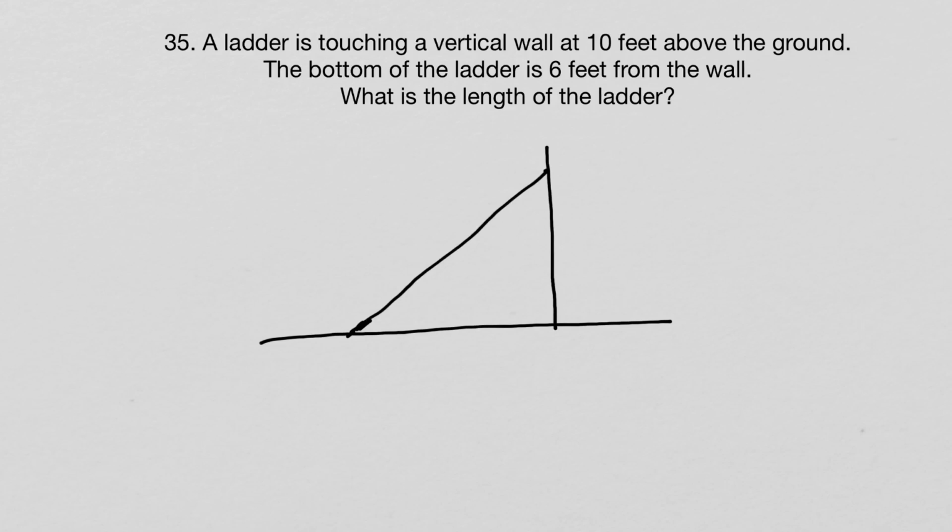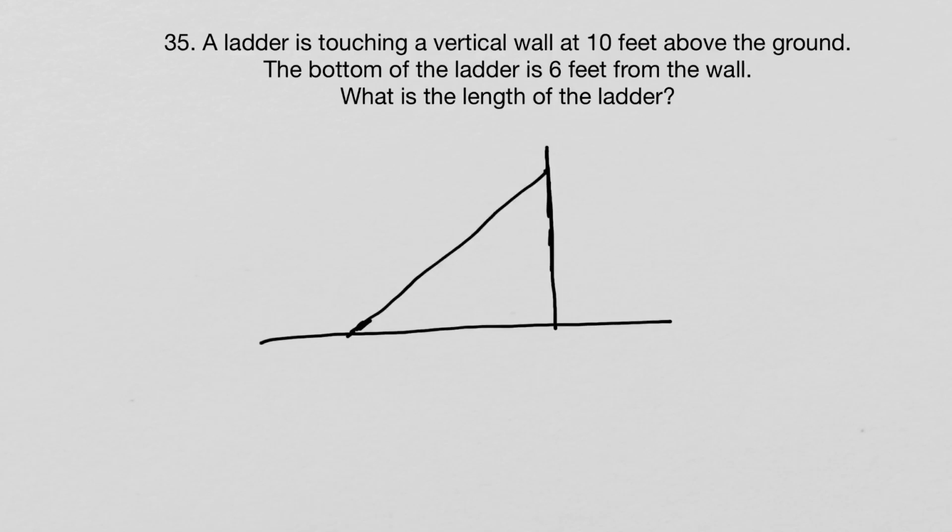Question 35. A ladder is touching a vertical wall at 10 feet above the ground. The bottom of the ladder is 6 feet from the wall. What is the length of the ladder? For questions like this, it is very important to have a pictorial diagram.